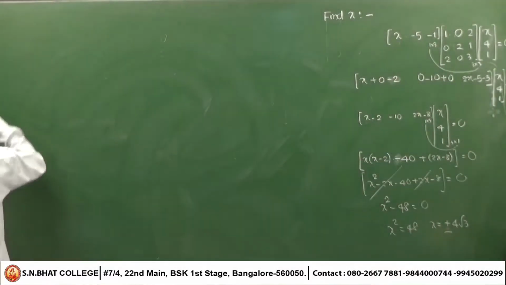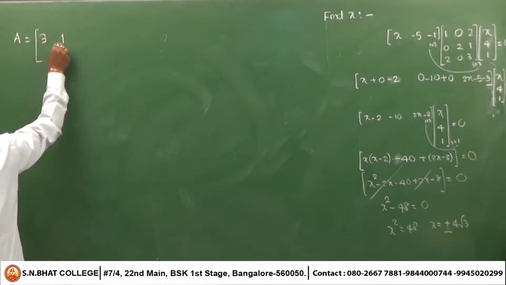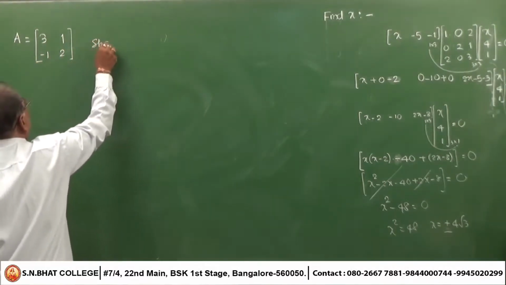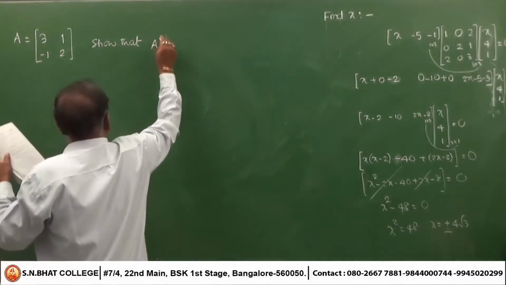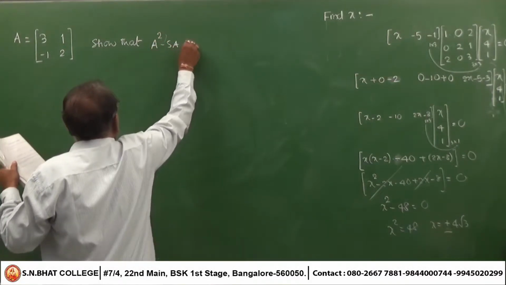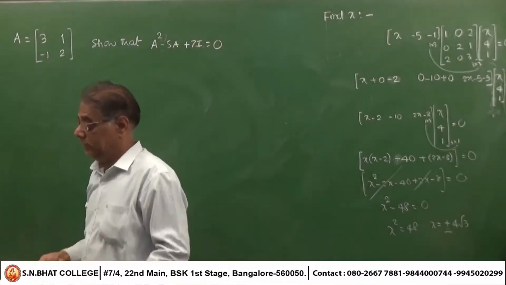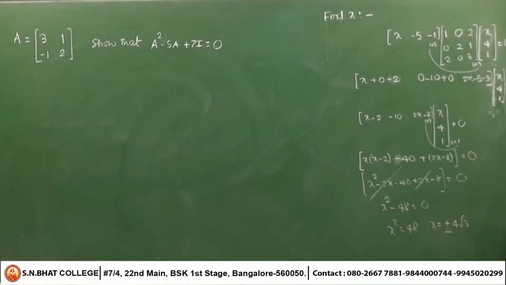Last question in this chapter. If A is equal to the matrix 3, 1, minus 1, 2, show that A square minus 5A plus 7 into I must be equal to 0. See, this type of problem I have done in my previous class, calculating A square, calculating A cube, show that the given equation you should get 0.